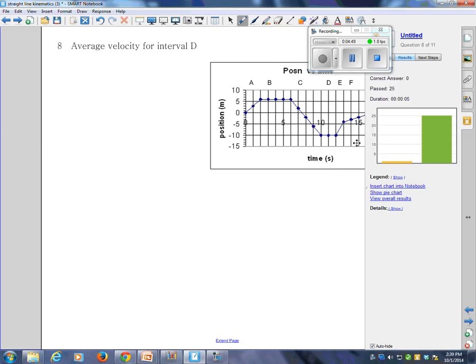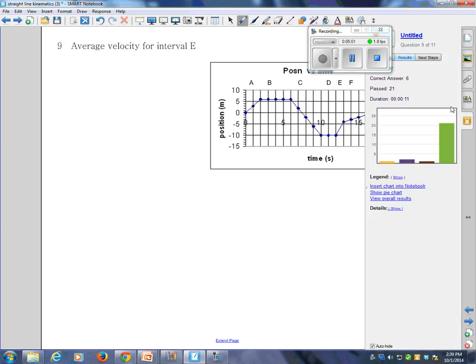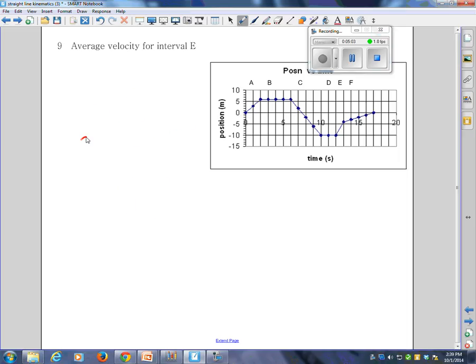Interval D, it's flat. I don't need to calculate. Flat means 0 meters per second. 0 velocity. Number 9 was positive 6. The displacement was plus 6. The time is only 1 second, giving me a velocity of 6 over 1, or 6 meters per second.